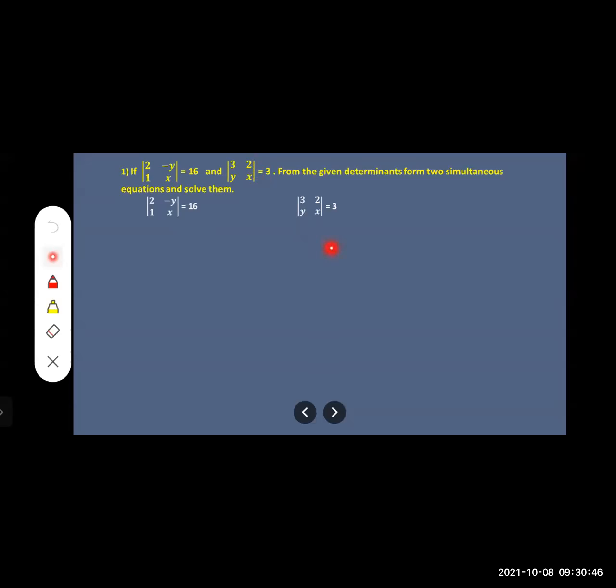Clear, children? Okay, and then, yes. So you know how you have to do it. 2 into x, I have written. And then minus y into 1. I have written here minus y into 1 equal to 16.